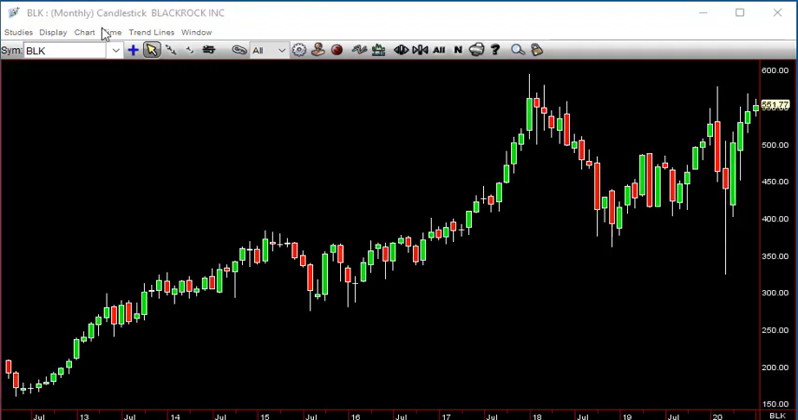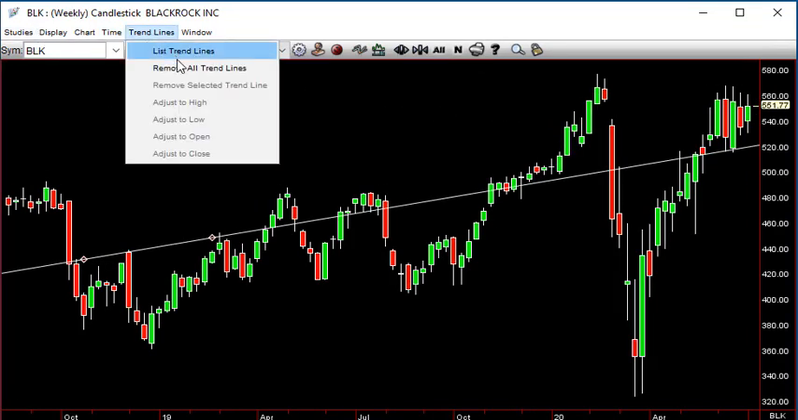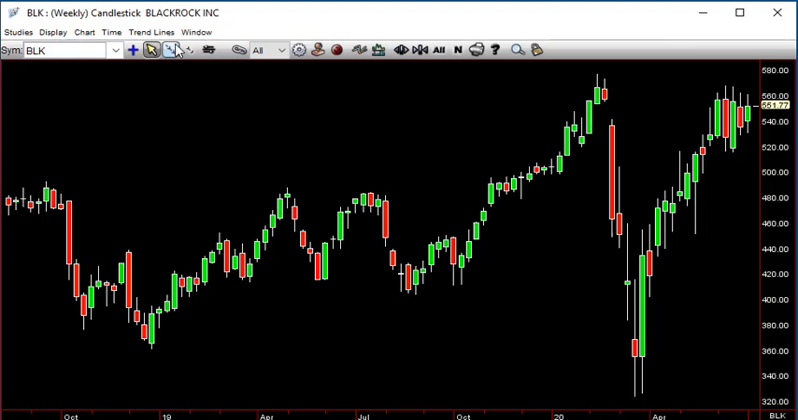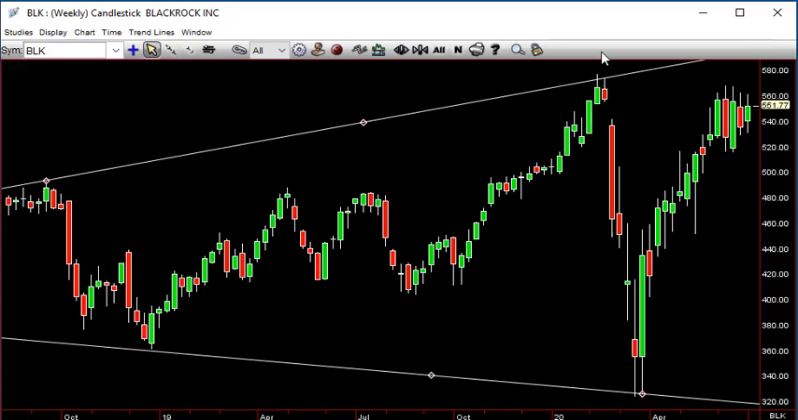BlackRock weekly. Outside bar of all that, then coming back through inside to the downside, coming back through previous range. That's what we look for.